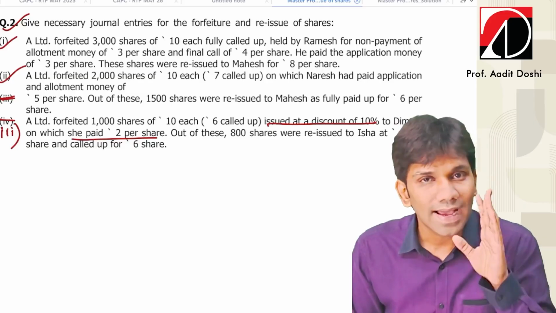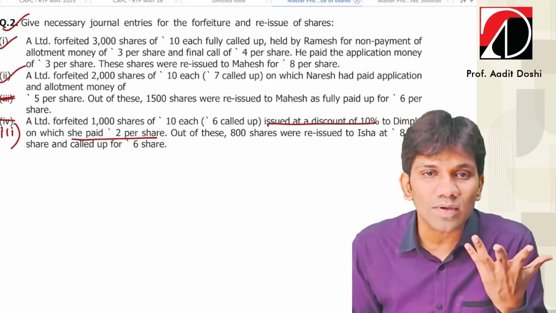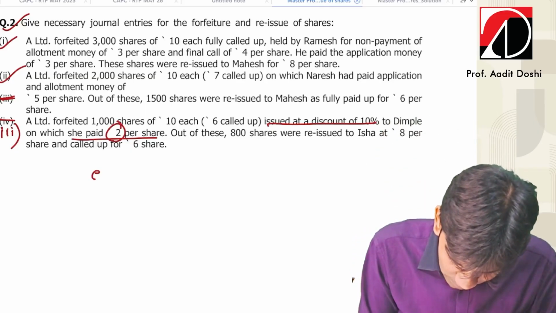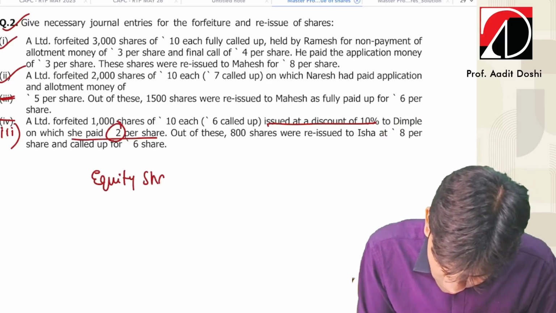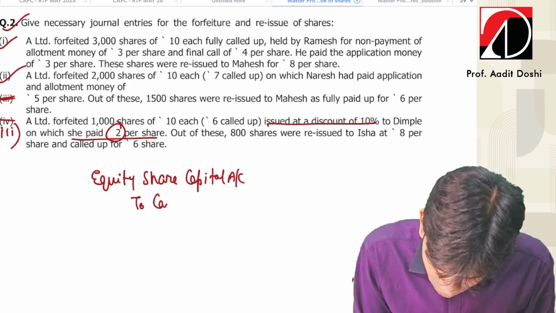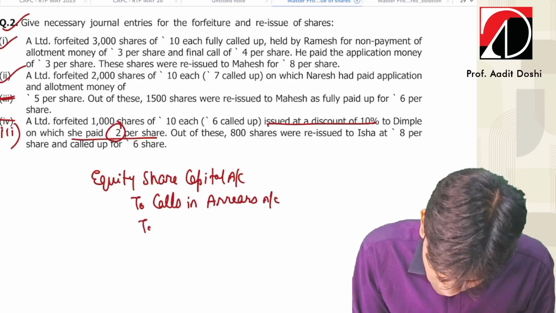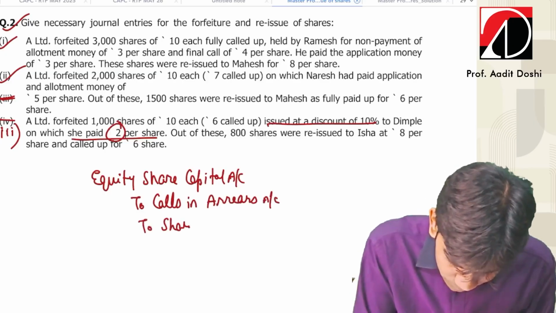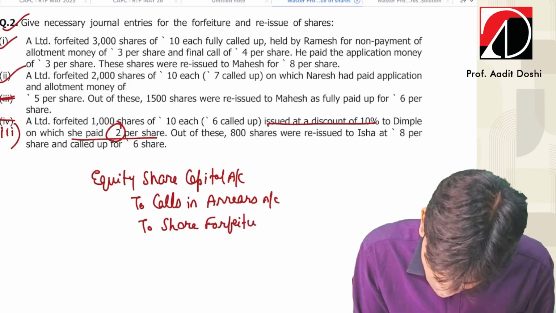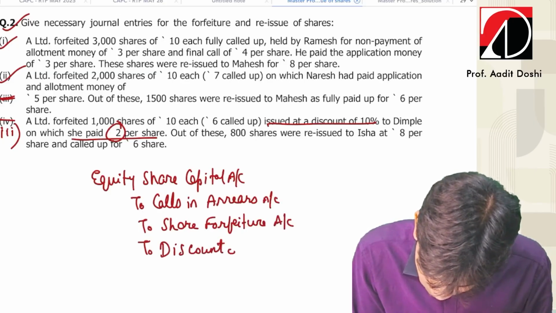3 rupees she did not pay. I repeat, a share of 10 each, 6 called up, but this was issued at a discount of 1. So actually I'm going to calculate how much? 5. Out of that, how much did she give me? 2. So how much did she not pay? 3. Fine. So we'll pass the entry. Equity share capital account debit to calls in arrears account, to share forfeiture account or forfeited shares account. Both are correct. And the most important part, to discount on issue account.